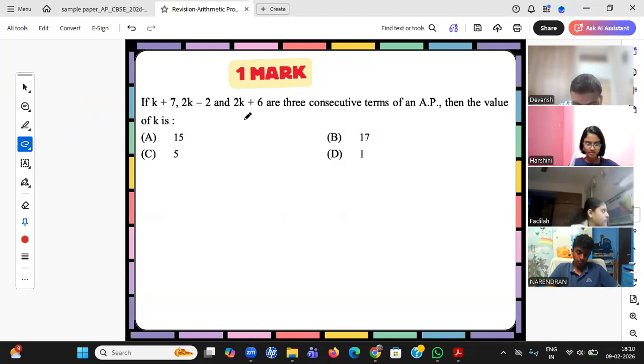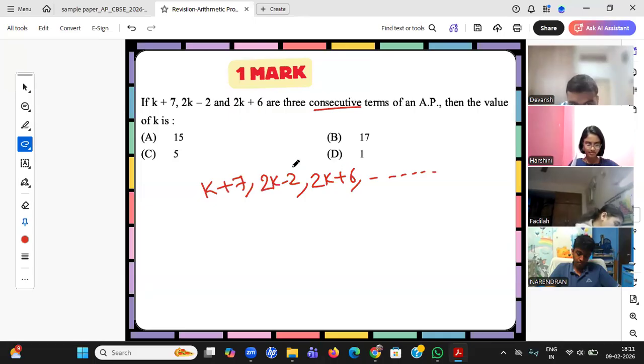Okay, come on, student. There are three consecutive terms of an AP. They are side by side. Consecutive means side by side. K plus 7, 2K minus 2, 2K plus 6. Like this, the terms are there. And he said it is AP. So what is the value of K?